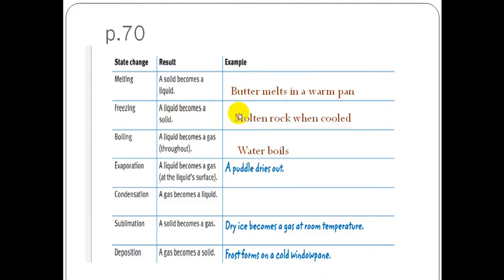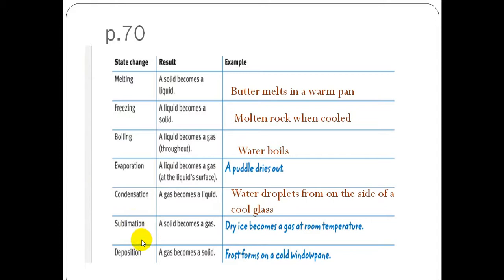Molten rock when cooled. Boiling, a liquid becomes a gas, like water boils, as it's written here. Evaporation, like a puddle dries out. Condensation, when water droplets form on the side of the glass, the cool glass. Any cool glass, you will find drops of water outside. This is because of condensation, and condensation is when a gas becomes liquid.